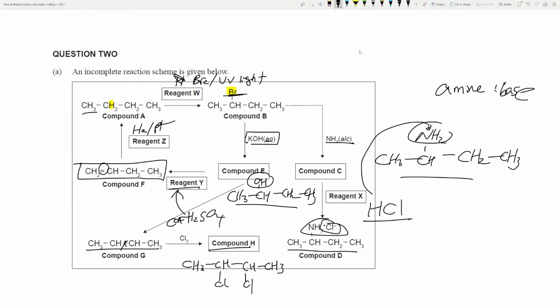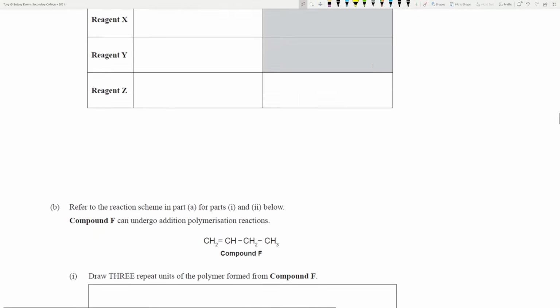Okay, so this is purely based on your understanding of organic chemistry in terms of the flow chart. It's a guaranteed excellence question. You just have to know how to do these. There's no other way around it. Okay, so that's all of that.